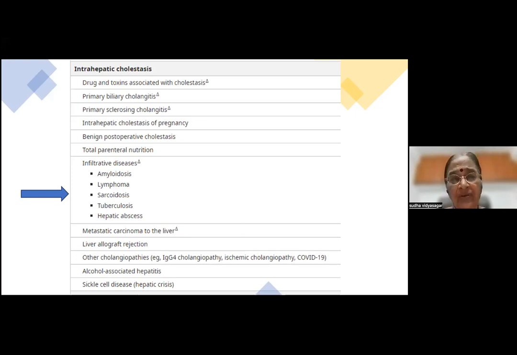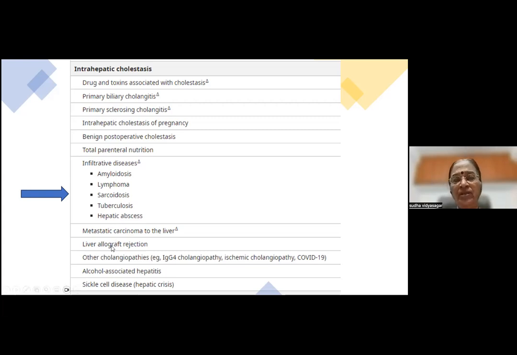Under that comes, like what you all said is absolutely right, the two most important causes: tuberculosis and lymphoma. Okay. These are the two big ones. Amyloidosis, sarcoidosis are rare. And hepatic abscess also you can make out by other means. But tuberculosis and lymphoma are the two things which you said are correct. Okay. Which are very important.